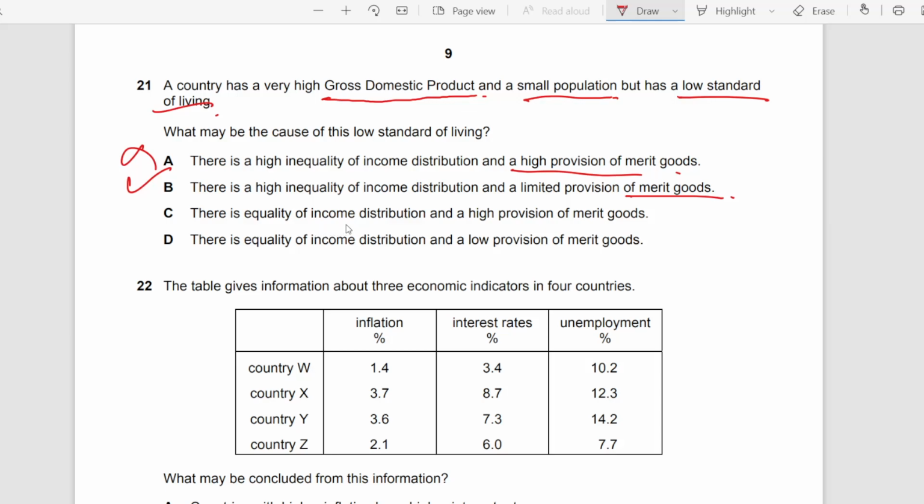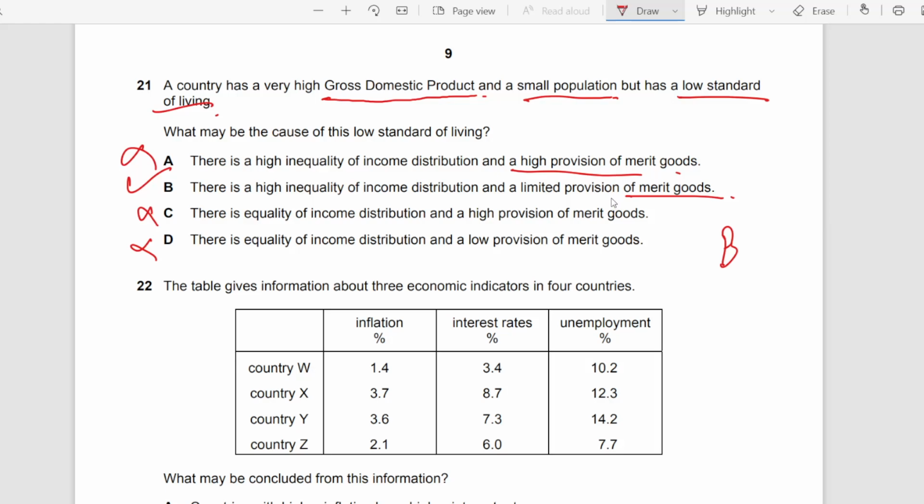There's equality of income as well. If there's equality of income, then the standard of living should be high. And C cannot be the correct option. There's equality of income distribution again, so D can also not be the correct option. So the only correct option here would be B, because inequality of income means injustice and low standards of living for masses, and a limited provision of merit goods means again people that deserve to benefit from certain merit goods do not get a chance, and merit goods are of course beneficial for the other members of the society as well. So merit goods should be provided by the government, in order to elevate the standard of living of the population.